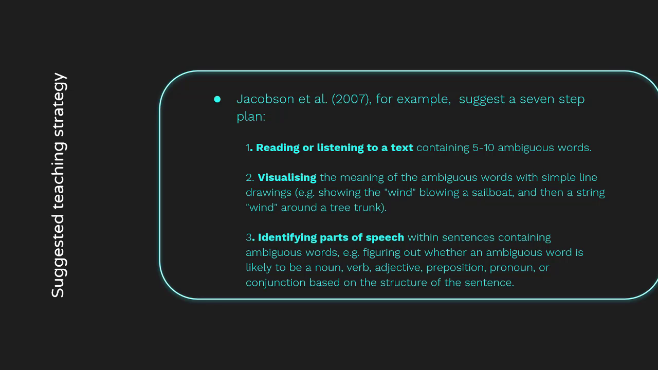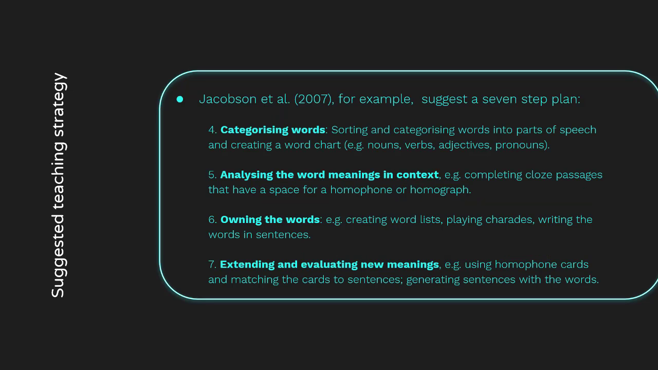3, identifying different parts of speech within sentences containing ambiguous words. So explicitly teaching kids how to break down where is the subject, where is the verb, where is the object, what's a noun, what's an adjective, what's a preposition, what's a verb, all of those types of things. 4, then categorizing the words, so actually sorting all the ambiguous words into their respective parts of speech.